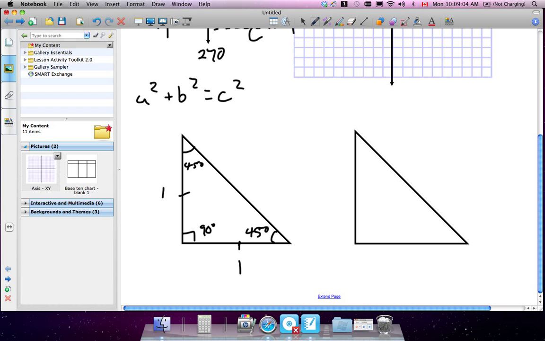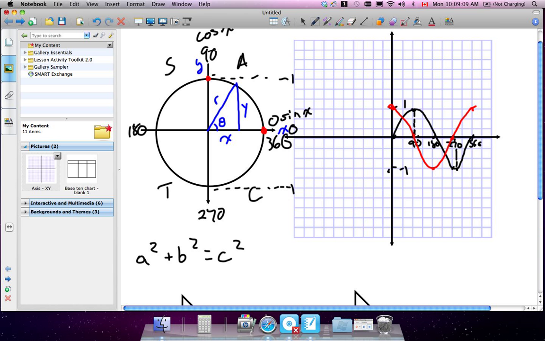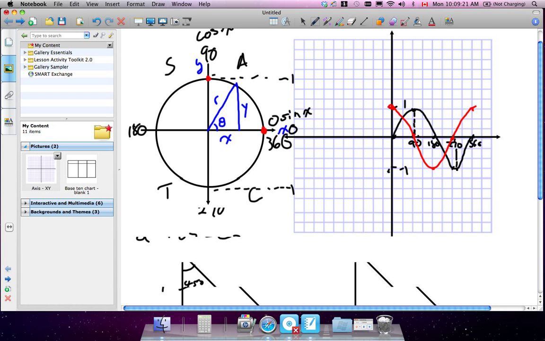Well, think of it now that everything we do is this is an x across here, this is a y, so our a and b are represented by x and y, and our c, we're just going to call r for radius. So we're going to try to relate them to the circle instead of using what they've given us.